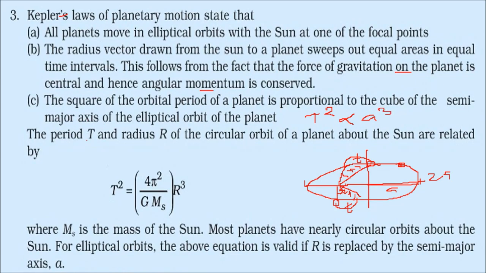So the time period T and radius r of the circular orbit of a planet about the sun are related by this expression: T square is equal to 4 pi square by G Ms into r cube. This Ms is the mass of the sun, and most of the planets have nearly circular orbits about the sun. When we talk about an elliptical orbit, this equation is valid if r is replaced by the semi-major axis, that is, r cube is replaced by a cube.